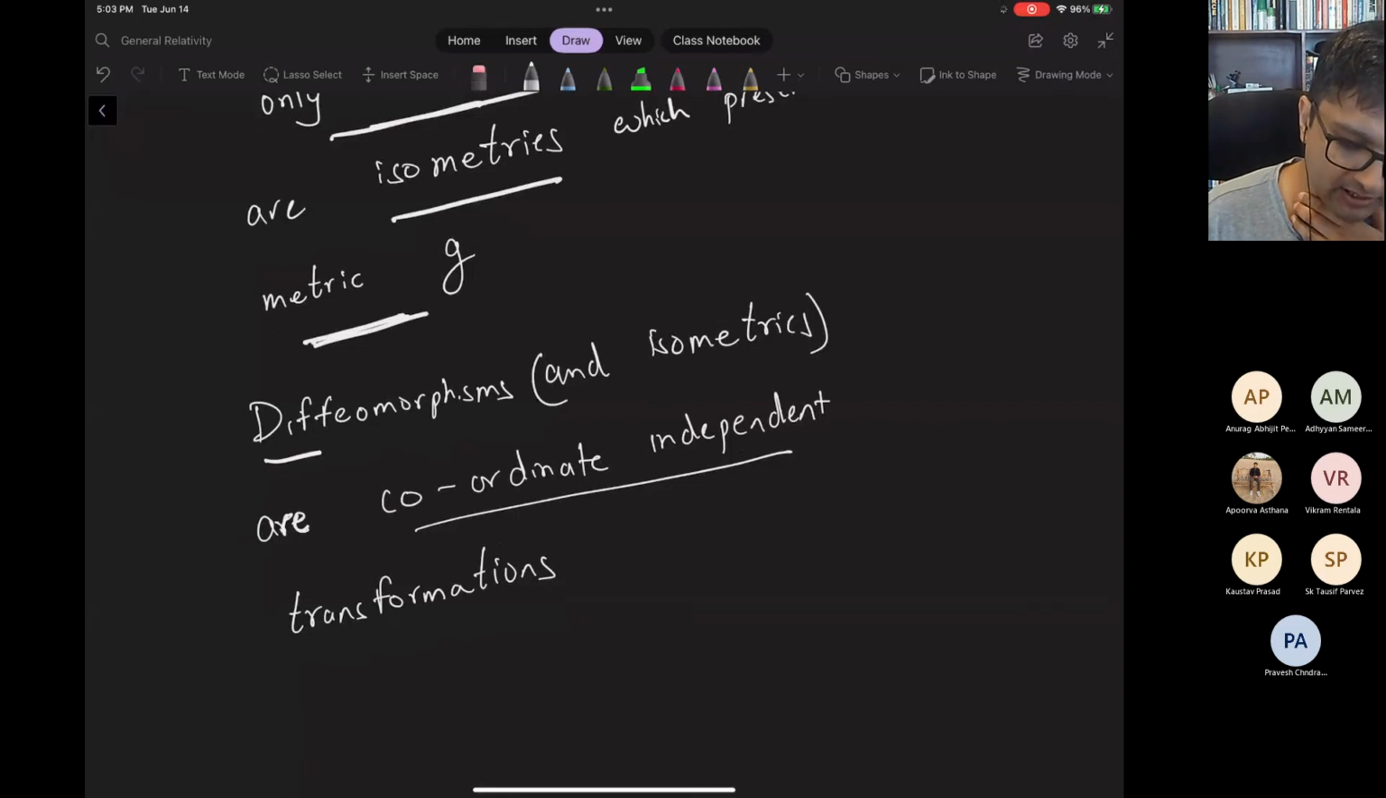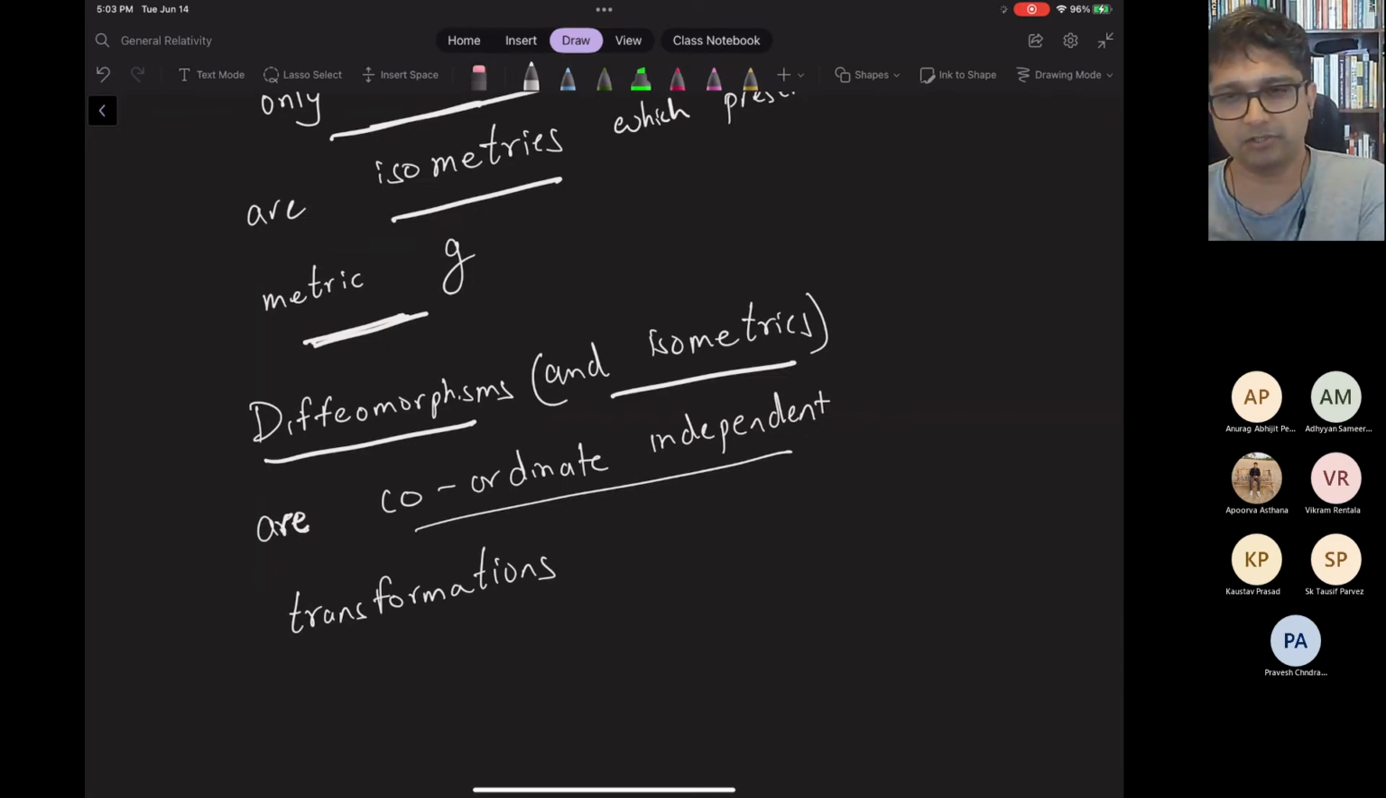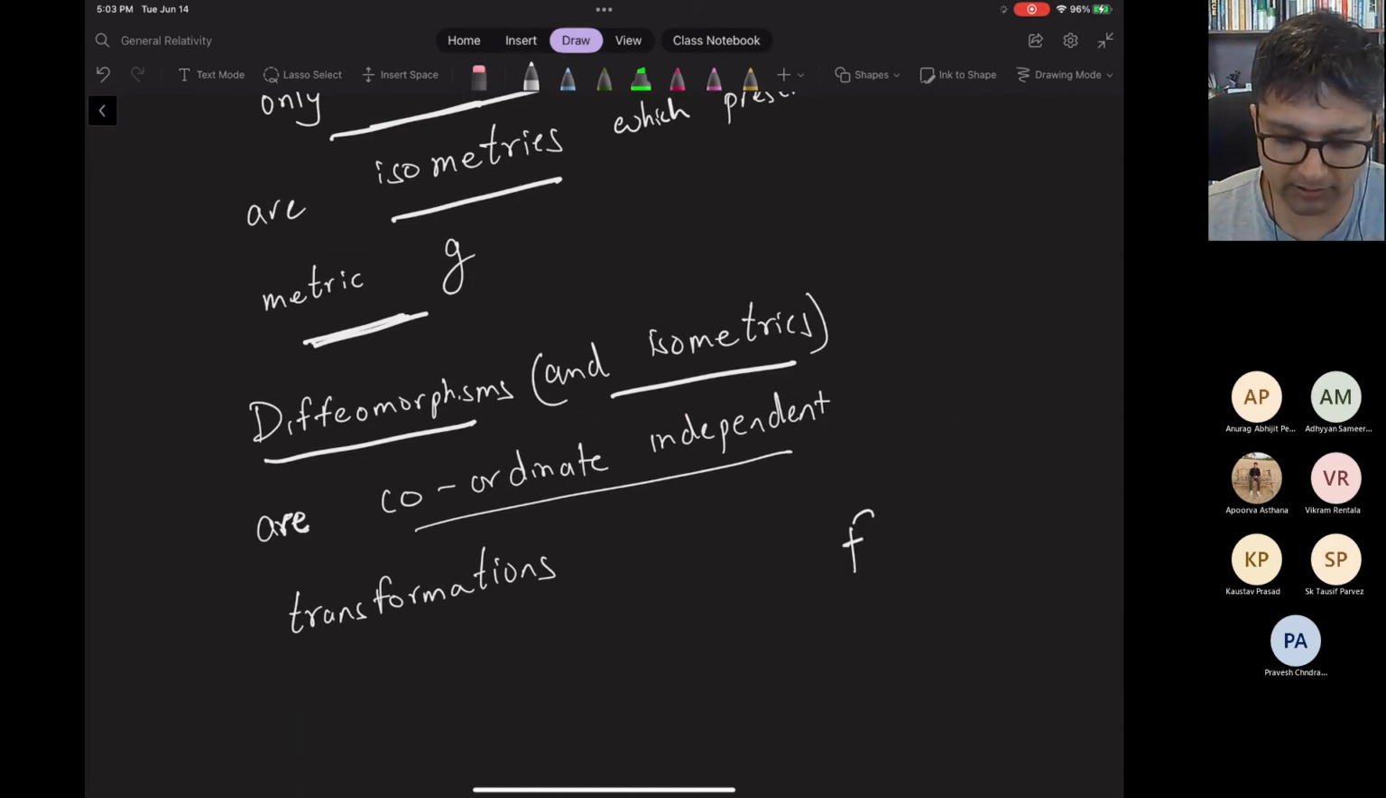And the other point is that diffeomorphisms and isometries are coordinate independent notions. Whether something is an isometry or a diffeomorphism has nothing to do with any particular coordinate system that you're using. You can use a certain coordinate system before you start your transformation, and a different coordinate system after you enter your transformation. Still, the notion of the isometry doesn't care about those coordinates. It just cares about the map F, which is taking you from the manifold back to itself.